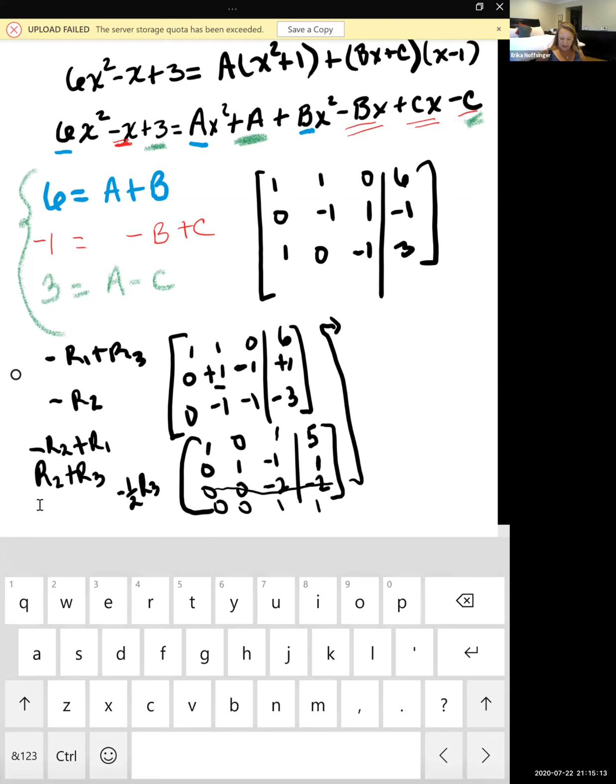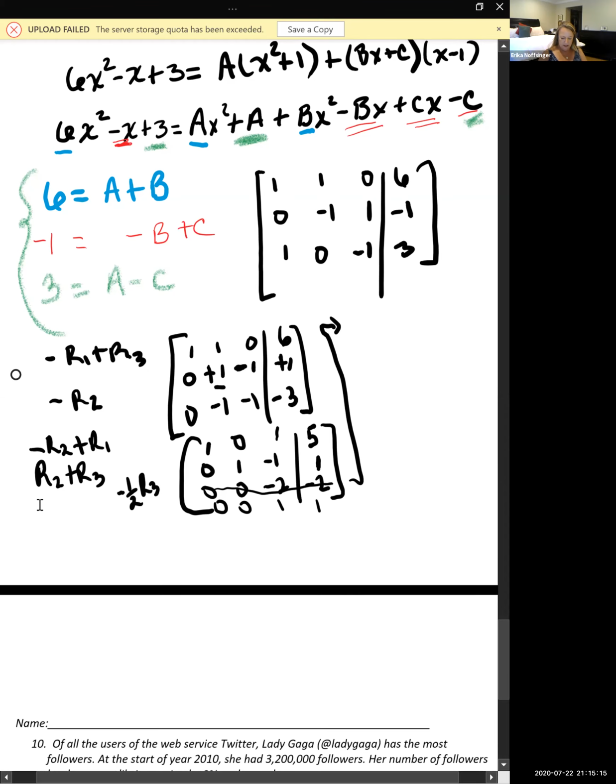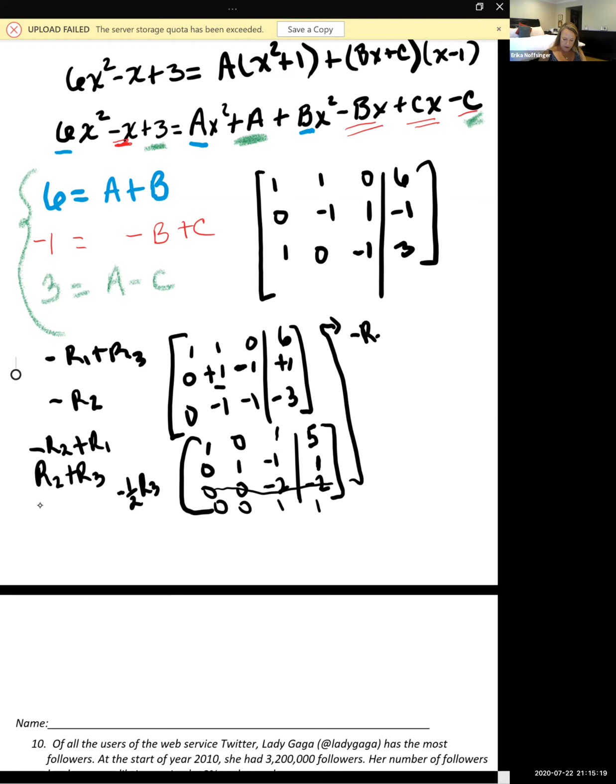So I'm going to look at this row, so negative row 3 plus row 1. Let me just rewrite row 3. Our new row 3 after multiplying through by half was 0, 0, 1, and 1. So negative row 3 plus row 1. So 0 plus 1 is 1. 0 plus 0 is 0. Negative 1 plus 1 is 0. Negative 1 plus 5 is 4.